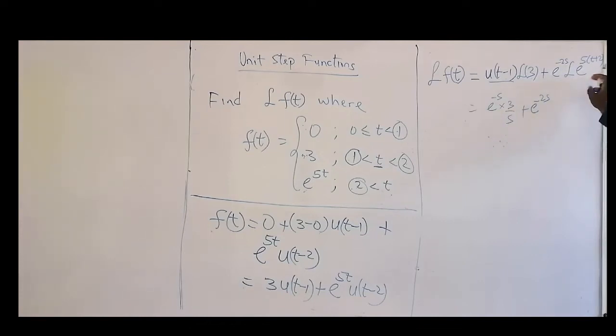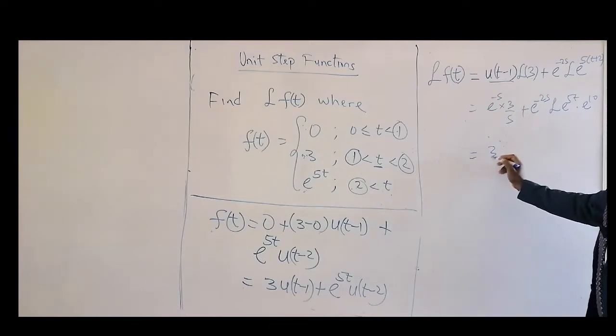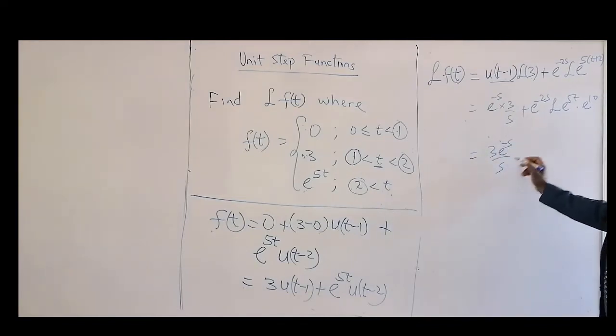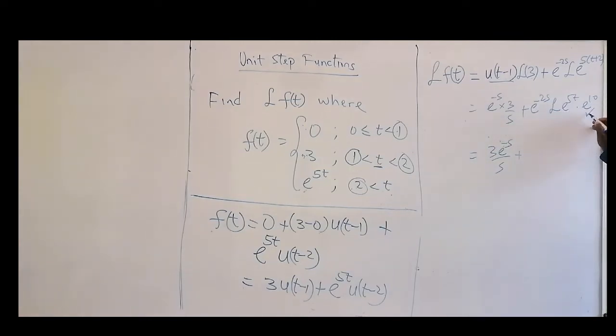And this one will be equal to what? Laplace of this, we can get the expression for this, that will be e to the 5t times e to the 10, 5 times 2. And this will be equal to 3e to the minus s over s. Then plus this one and this one. This one is a constant, there is no t here, so you can take it outside, and that will be e to the minus 2s plus 10.